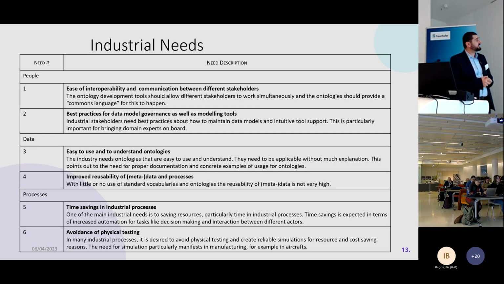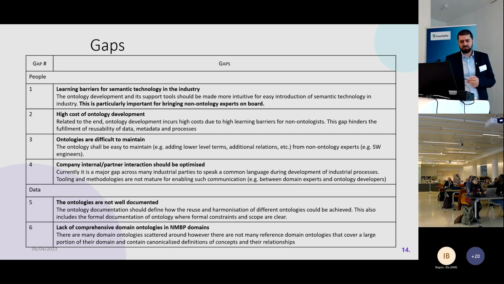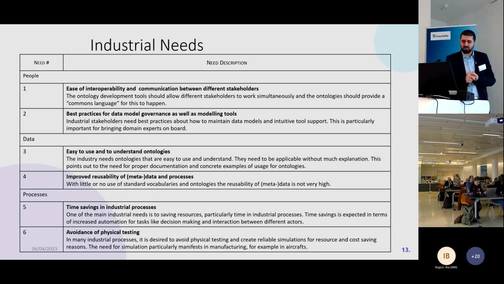In terms of needs, what's also interesting is to classify the needs, the gaps, and the actions regarding different aspects: people, data, and process. Those are the three aspects that we focus on. From a people perspective, the need is to ease interoperability and communication between different stakeholders.